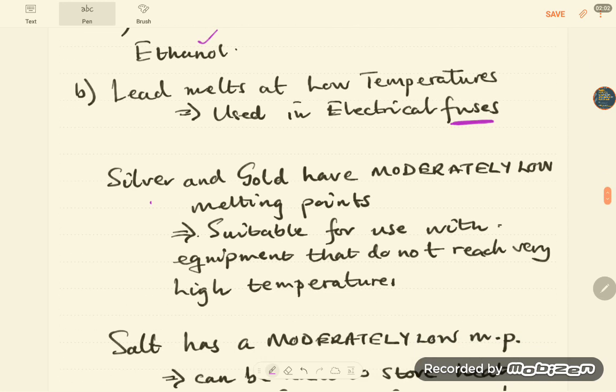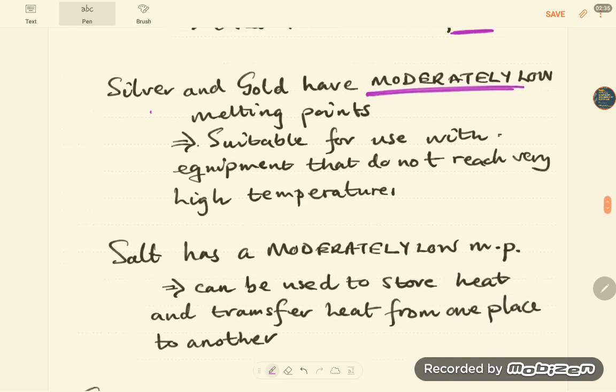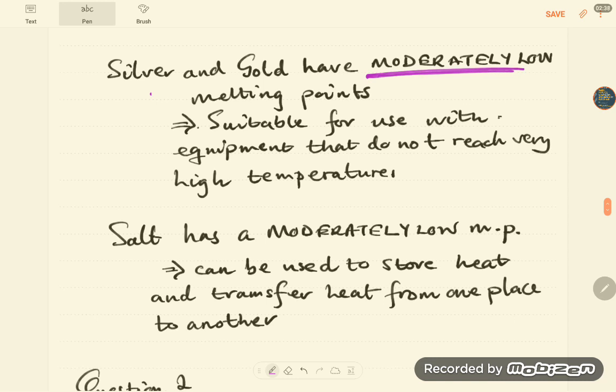And then the other ones that we're looking at are silver and gold, okay, which have, and notice the description, I would actually encourage you to try and maintain those descriptions there, moderately low melting points. Okay, so they're not really low when you think about them, because they're relatively high. They're like in the regions of 900 to about 1,000 degrees Celsius. For us, they're relatively high, but comparing to the rest of the other substances, they're relatively low melting points. So which means that we use them with equipment that normally does not reach high temperatures, otherwise they will melt, right? That's one of the uses, usually with equipment, or as part of equipment, where we don't reach high temperatures.